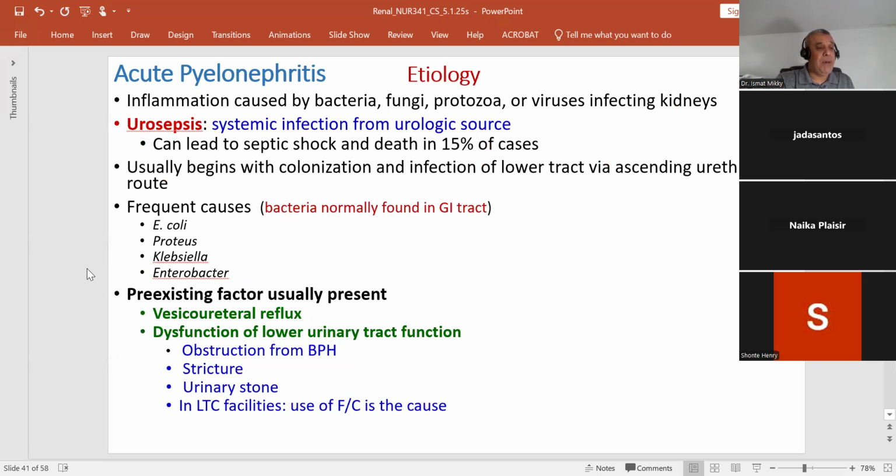So acute pyelonephritis is the upper UTI infection, and there are pre-existing factors or conditions that may precipitate the infection. Upper UTI is the infection of the pelvis of the kidney, and it's like obstruction from BPH sometimes, or kidney stones, or patients who had long-term use of a Foley catheter, like in long-term facilities. They may develop upper UTI.